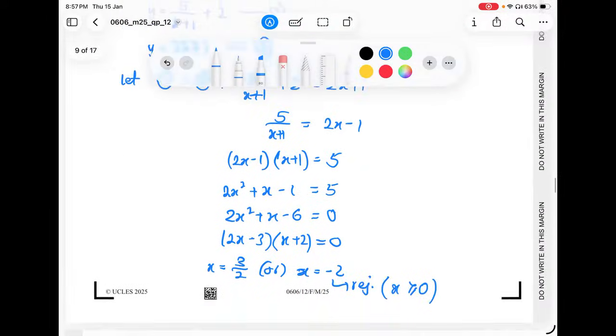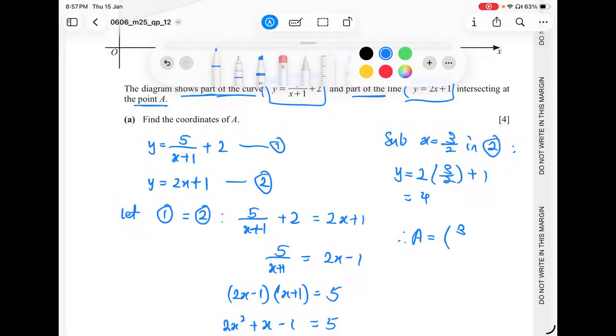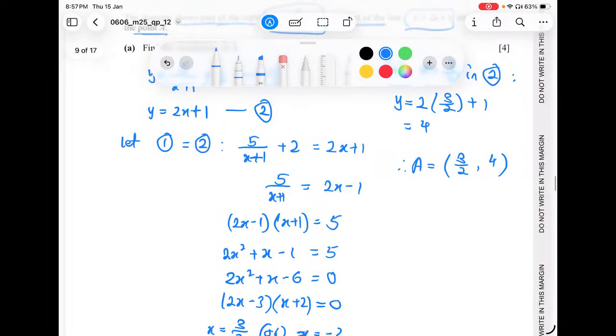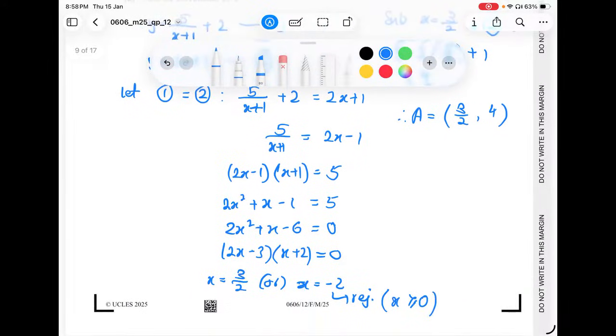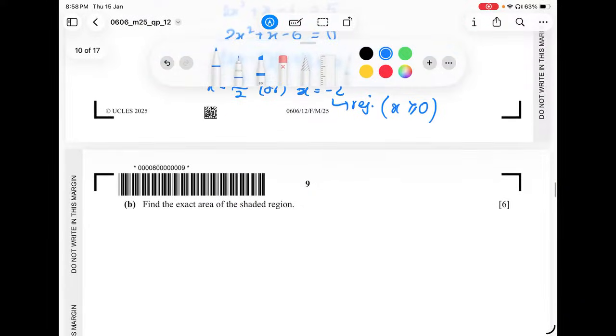Now when you substitute x equal to 3 by 2 in any of the equations, let's substitute it in equation 2. I feel it is easier. So y should be 2 times 3 by 2 plus 1, which is equal to 4. Therefore the coordinates of A are 3 by 2, comma 4. Hope you got that. Since it's for 4 marks, you just need to write all the steps without leaving anything out to gain the full 4 marks.